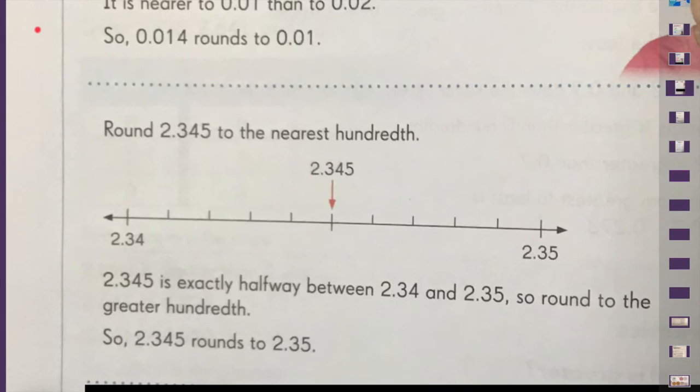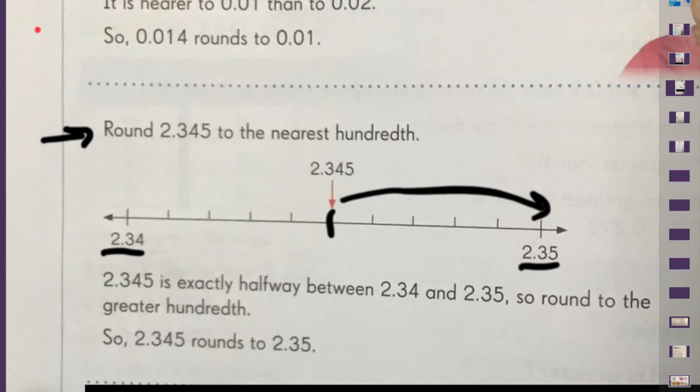Let's look at this next one. It says round 2 and 345 thousandths to the nearest hundredth. So we can see on the number line that 2 and 345 thousandths comes right in the middle of 2 and 34 hundredths and 2 and 35 hundredths. Because it's exactly halfway between, we would round to the greater hundredth, 2 and 35 hundredths.